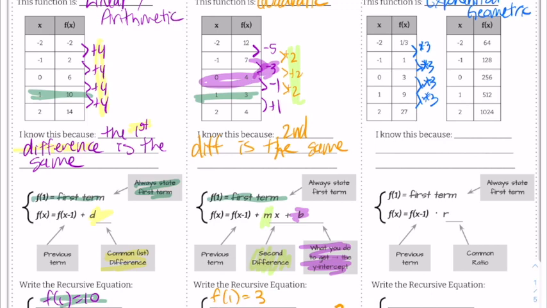So anytime that you multiply or divide by the same number to get to the next, then you know that it's exponential. Now, there is a second pattern that sometimes happens. This second pattern does not work with all exponentials.